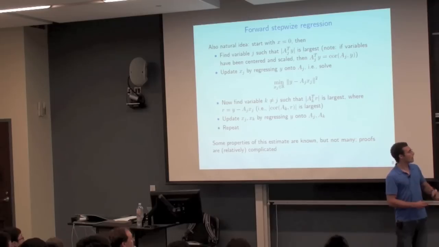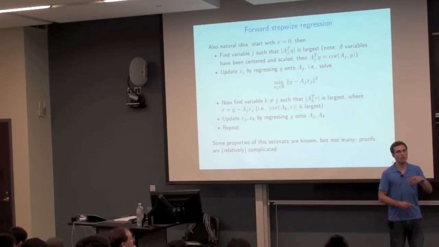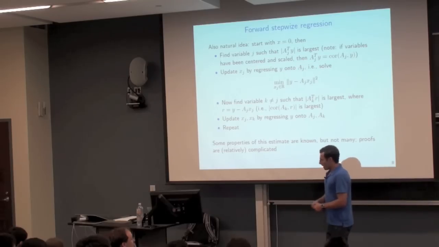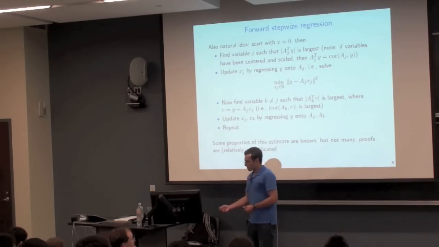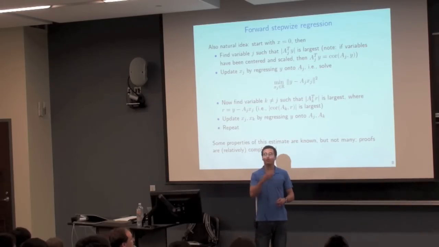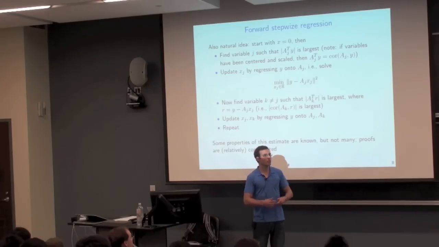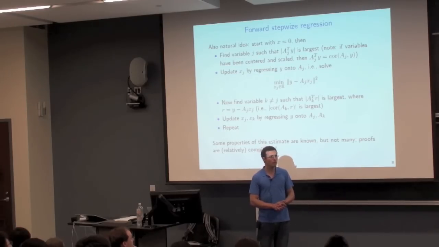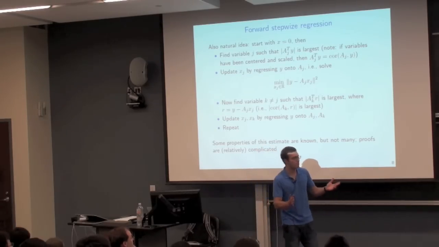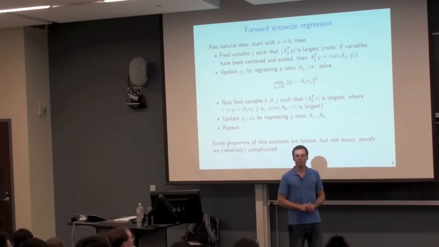And now we do a bivariate regression. Two variables, regress y on those two variables. And then we repeat. We find the third variable that's most correlated with the residual. We throw it in. We regress onto those three variables, etc. And we're going to stop at some point. So again, we pick a stopping point. We might pick when we've thrown in like 20 variables in the model.